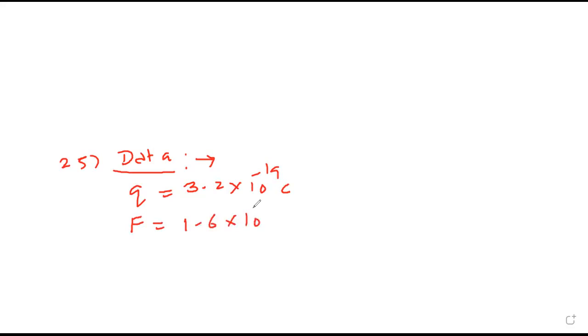A stationary oil drop. Stationary oil drop means it is neither moving up nor down. It is at equilibrium. Between two parallel plates it has a charge of 3.2 into 10 raised to minus 19 coulomb and its weight is 1.6 into 10 raised to minus 14. Determine the electric field acting on the drop.